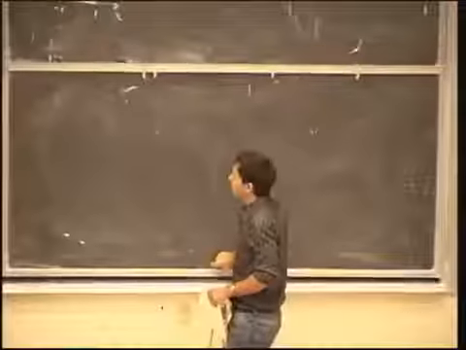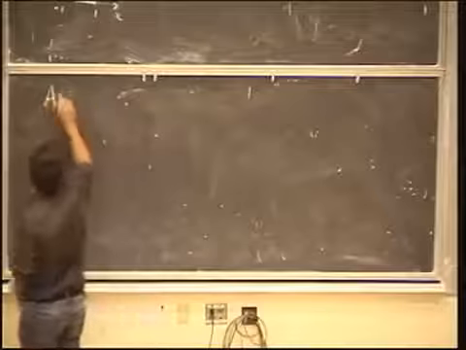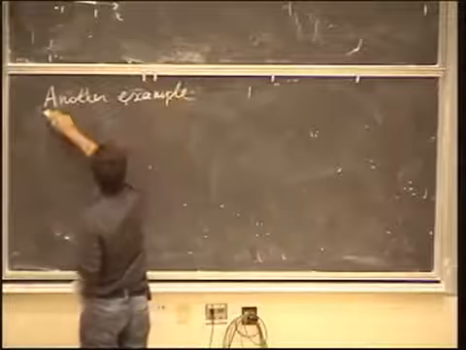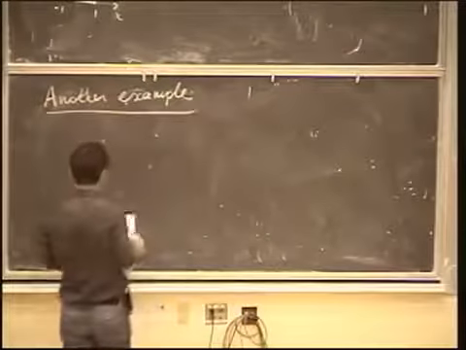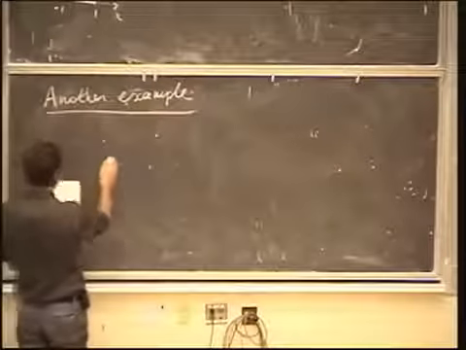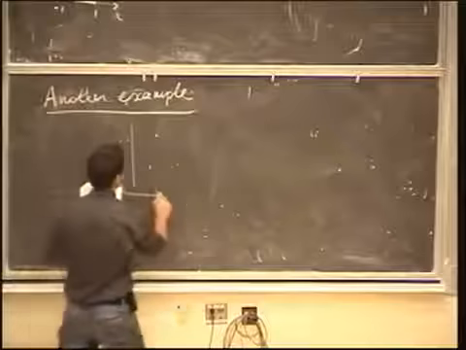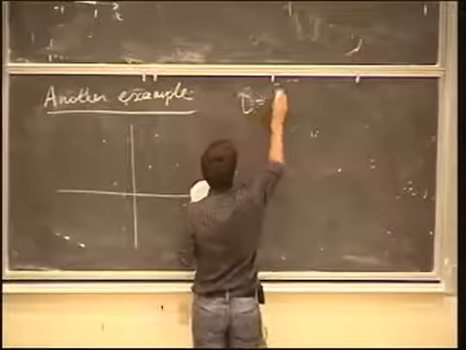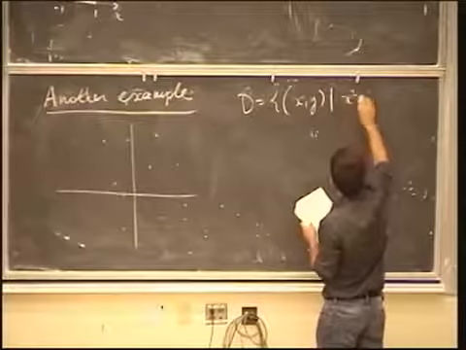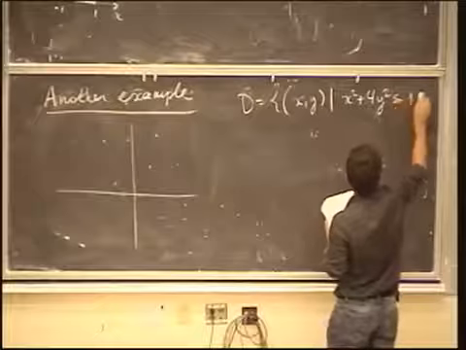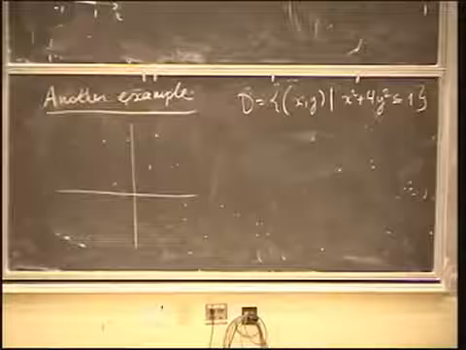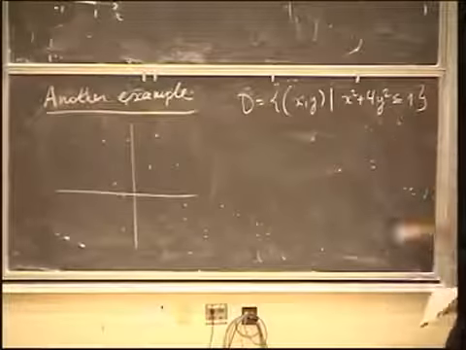So another example is a domain where x and y are such that x squared plus 4y squared is less than or equal to 1. Okay. So let's sketch this domain.